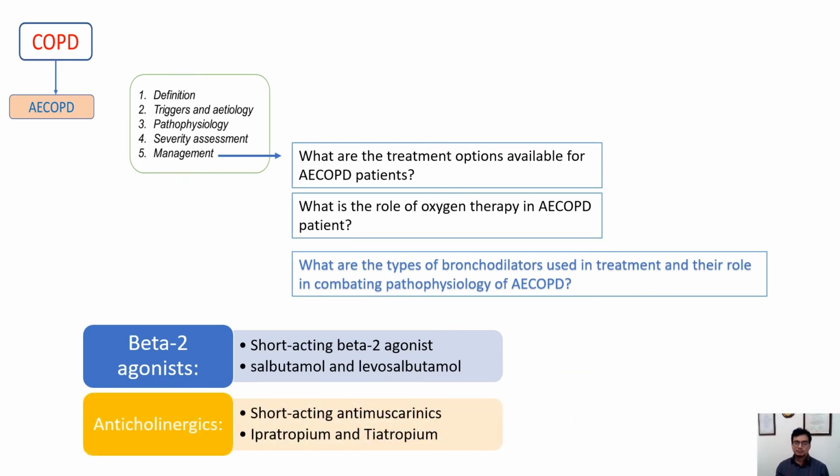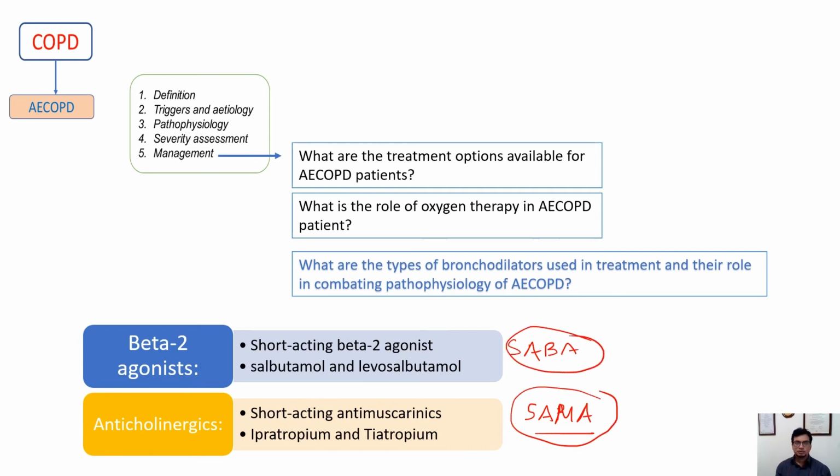Okay, so we were talking about the anticholinergics. This is the second type of bronchodilators used in acute exacerbation of COPD patients. Because acute exacerbation is acute onset, we require faster treatment, so we give short-acting antimuscarinics. Ipratropium and tiotropium are short-acting antimuscarinic agents, otherwise known as SAMA, and the beta 2 agonists are called SABA, short-acting beta 2 agonists.